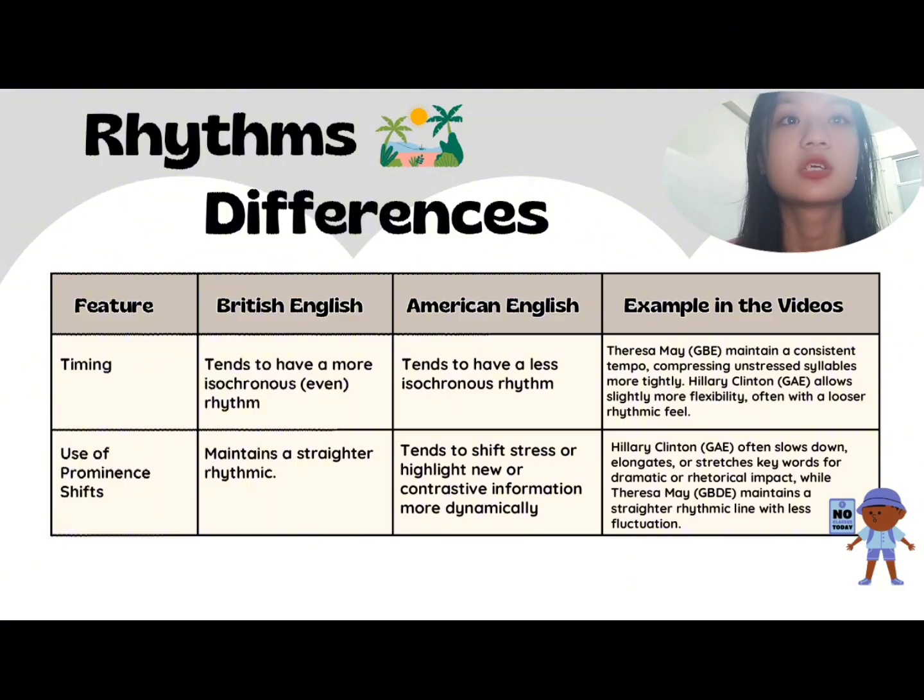American English shows less strict isochrony, on the other hand, allowing for more flexible timing. It also employs more dynamic prominence shapes, often elongating or emphasizing new or contrastive information. Where British speakers might maintain a steady rhythm, American speakers frequently adjust pace and emphasis for rhetorical effects.